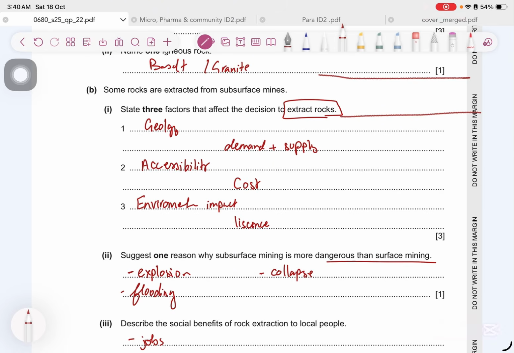The cost. The cost goes both ways. The cost for extracting, which is the main part. And the cost is the profit, okay? Whether they're gonna get profit from extracting or not. And lastly, and most important one, is the license. Before mining, they have to get the license from the government, that they get the okay to go for it, okay? To go mine.